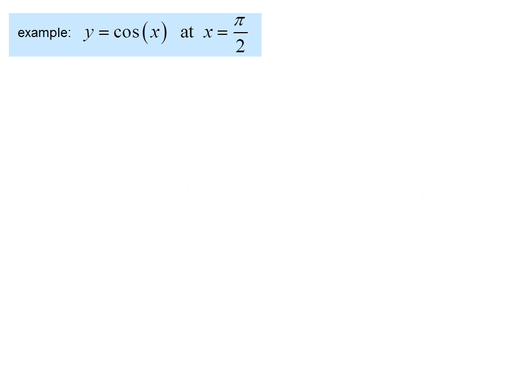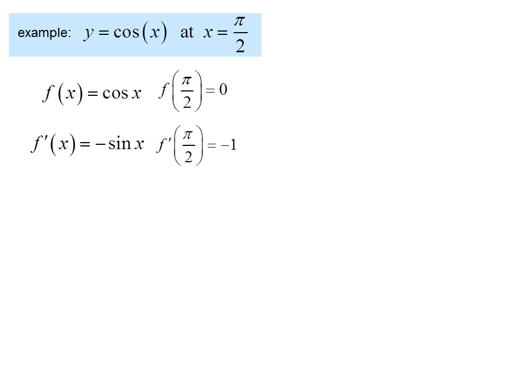Example, y equals cosine x at x equals pi over 2. Because our approximation will be centered at pi over 2 instead of 0, we cannot simply substitute into our original series. So we start from scratch. f of x equals cosine x, f of pi over 2 equals 0. f prime of x equals negative sine x. f prime of pi over 2 equals negative 1.